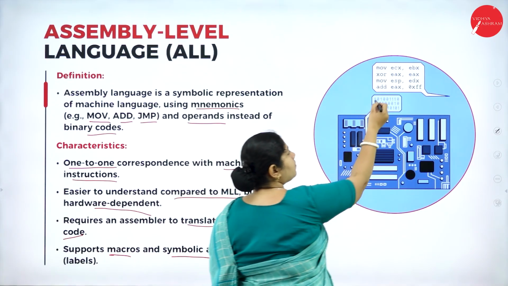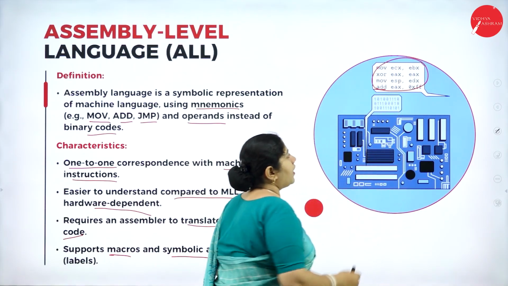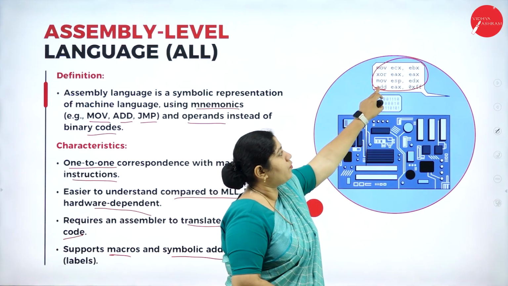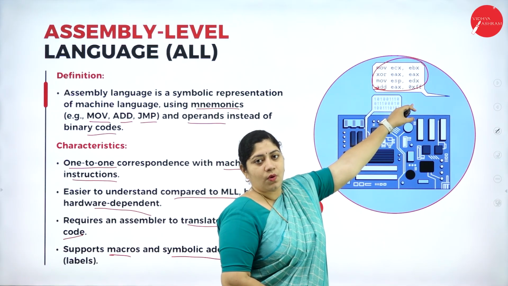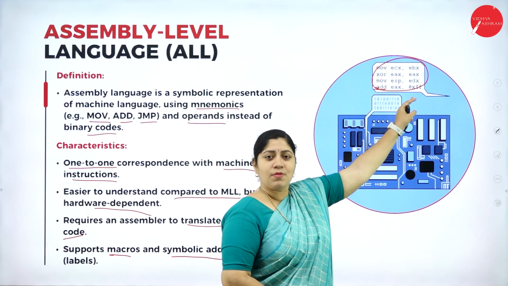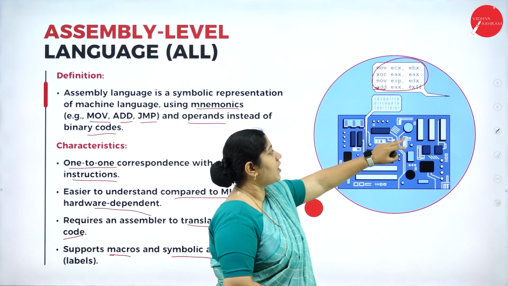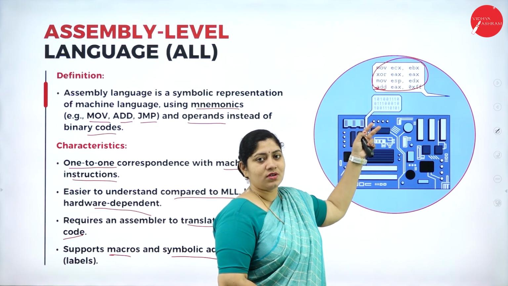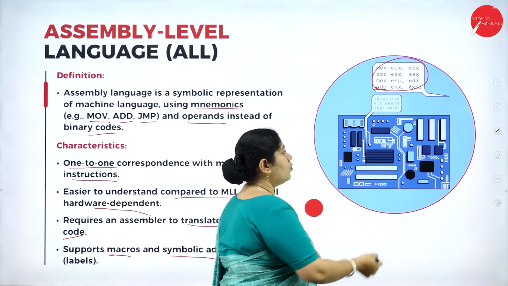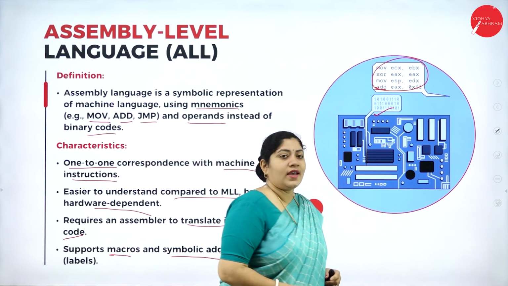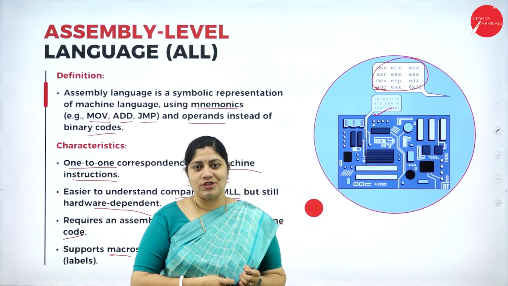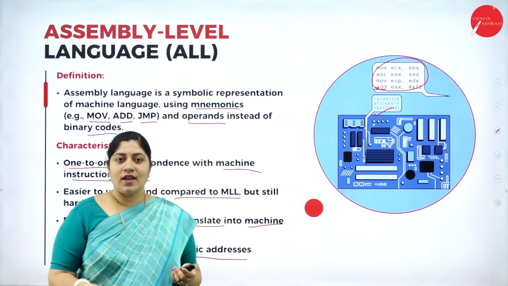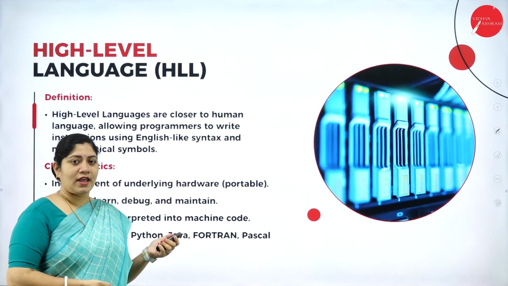It will be in this form, like we are having ADD, MOV, and so on. So these are mnemonics. And now what has to be done? These mnemonics have to be converted back into the machine level language, correct? So that is done over here. So that's assembly level language. Clear, right? So next, let's head up with the next type of language.